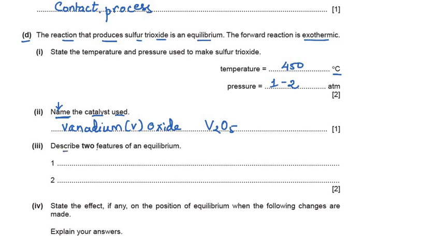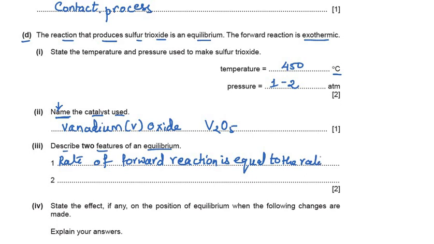Now describe the two features of an equilibrium reaction. For any equilibrium reaction, the two important features are, first, that the rate of forward reaction is equal to the rate of backward reaction. That is very important. This is the most important feature of the equilibrium reaction, so I'm writing it here.